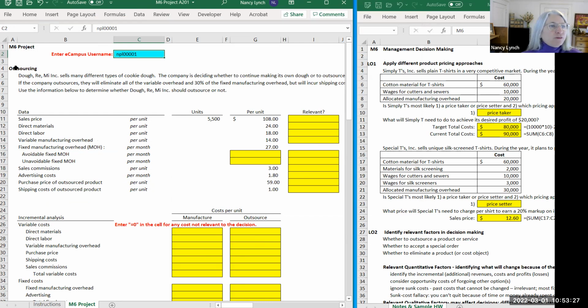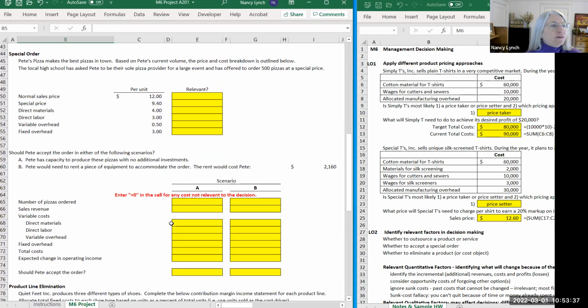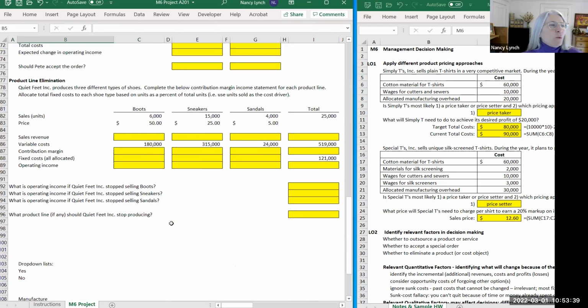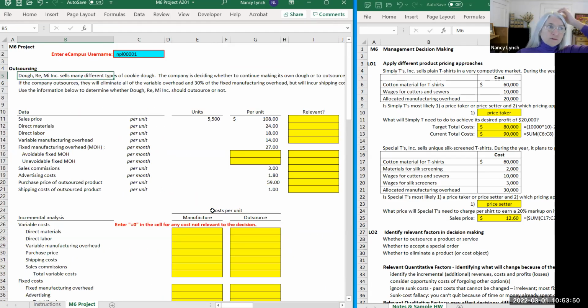So in this module, you'll see there's 3 different decisions, and that's basically the organization, if you will, of the module. You have outsourcing decisions, you have special order decisions, and you have whether to continue or eliminate a product, or maybe even a department or a whole subsidiary of a company. So that's what we're going through in this project. You're going to be demonstrating your understanding of it. So I'm going to start with outsourcing.